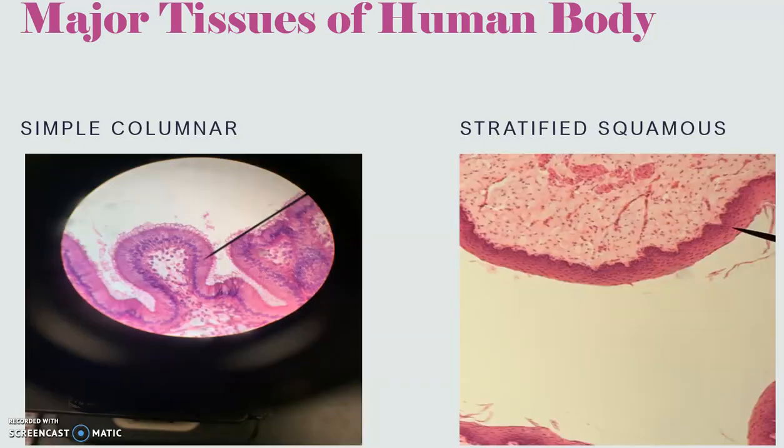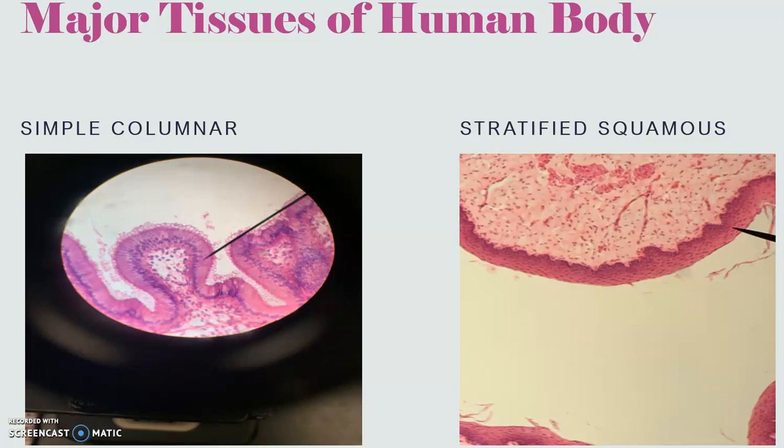Simple columnar and stratified squamous are also two examples of epithelial tissue. Again, simple columnar, simple meaning that it's one layer of columnar cells. Columnar, you can see here, are going to have tall cells. They're taller than they are wide, and they're going to have an oval or elongated shaped nucleus. The nuclei are the purple dots that you're seeing by the black pointer of the columnar cell. So that is simple columnar.